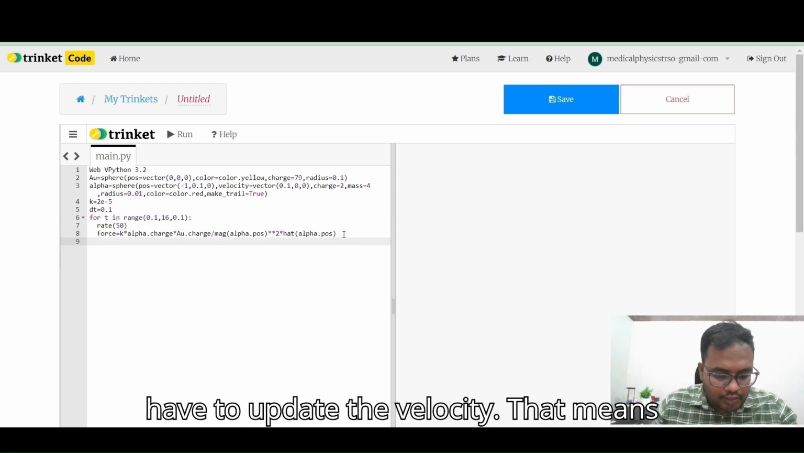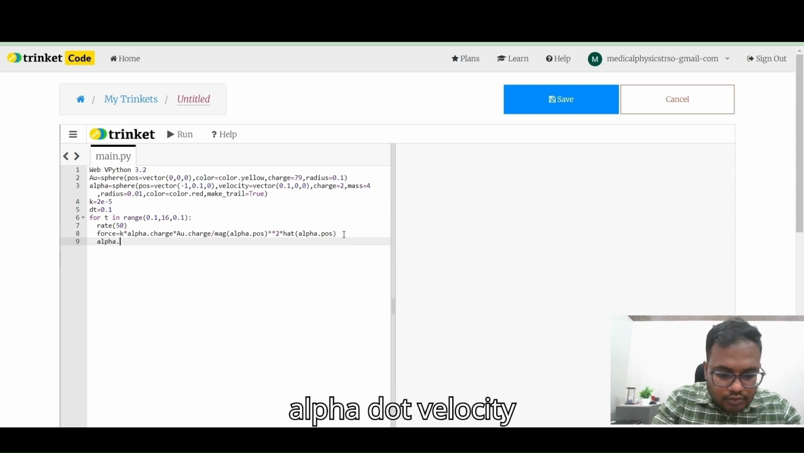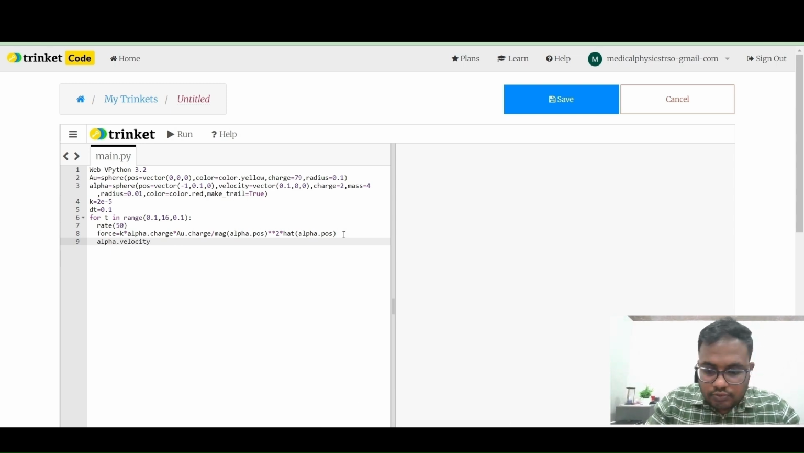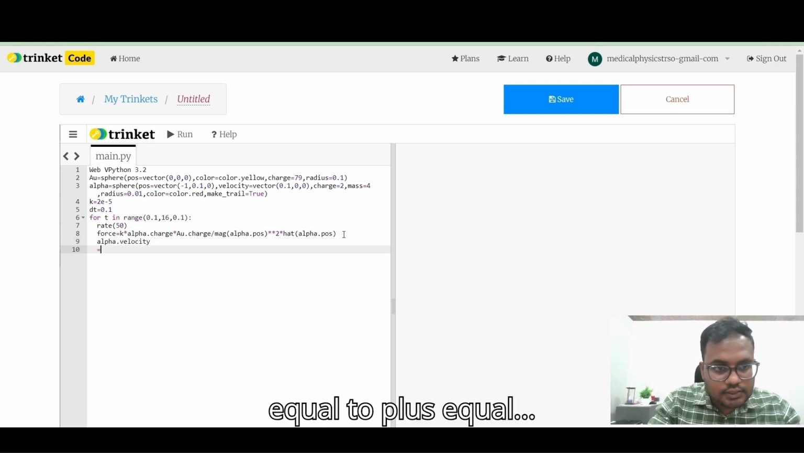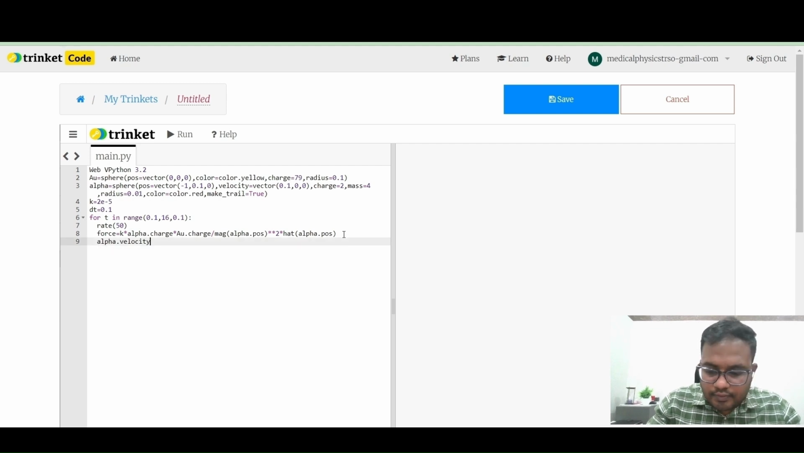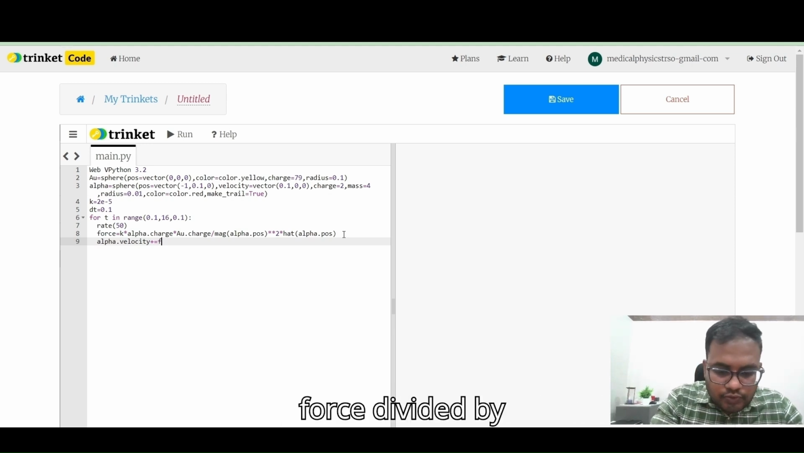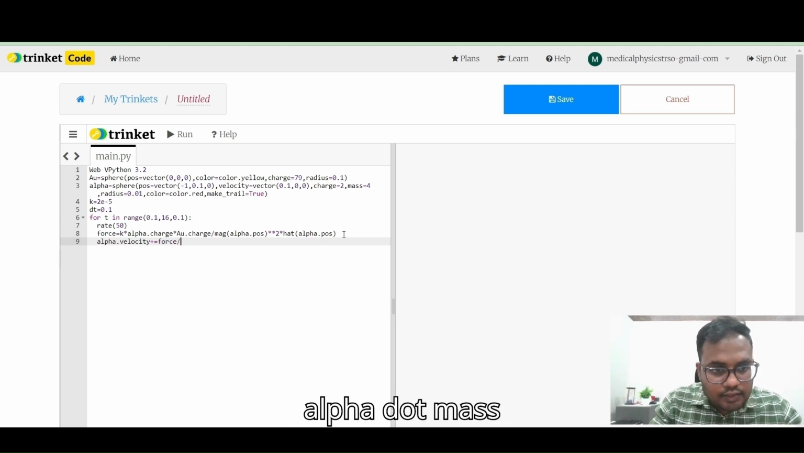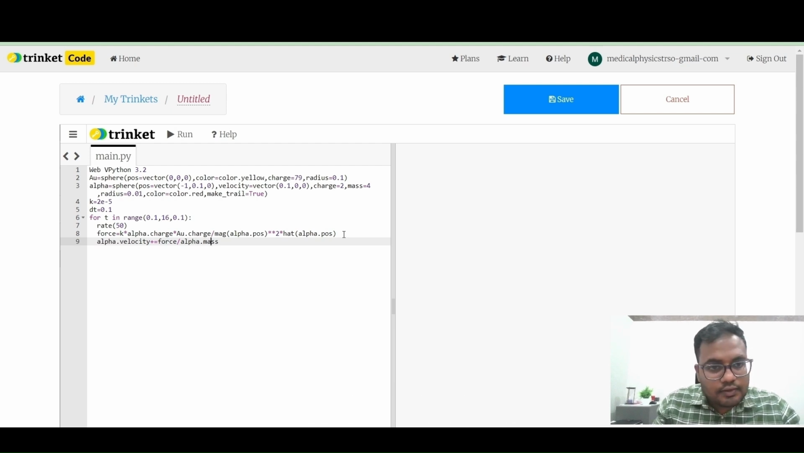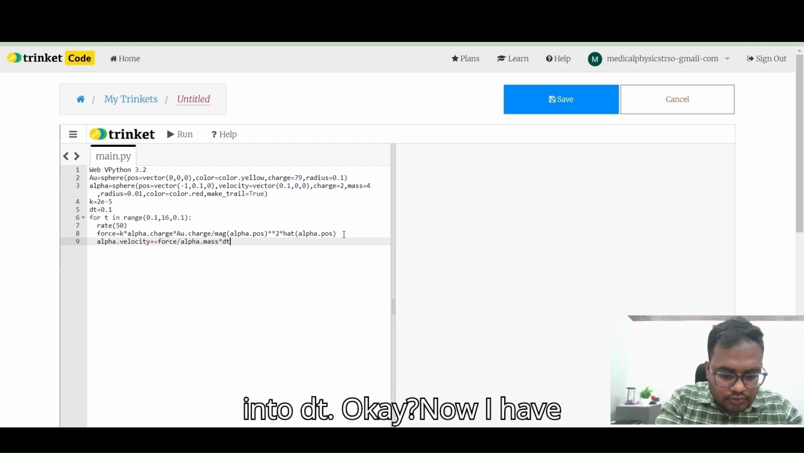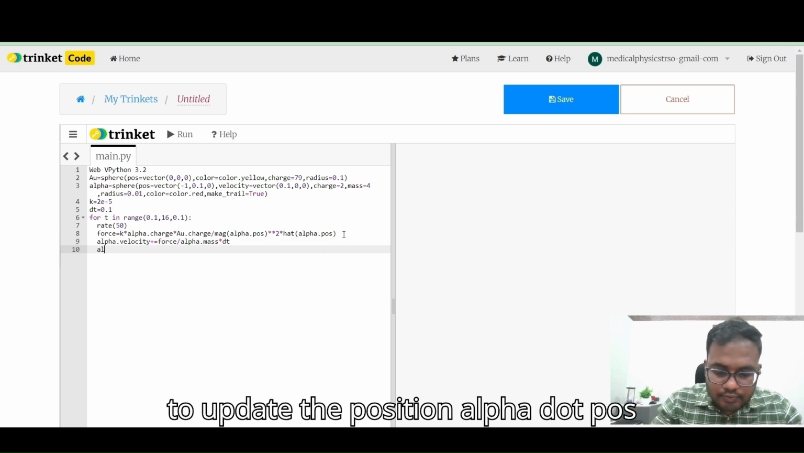That's it. So now I have to update the velocity. That means alpha.velocity += force by mass. It is acceleration. So force divided by alpha.mass into dt. Okay, now I have to update the position.